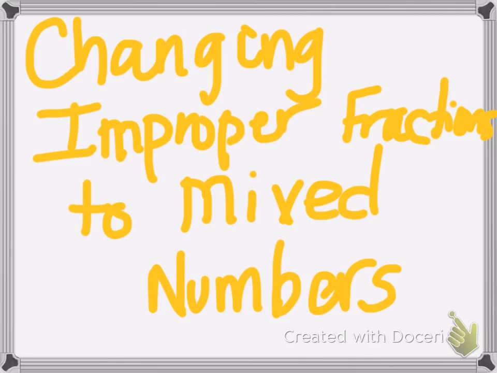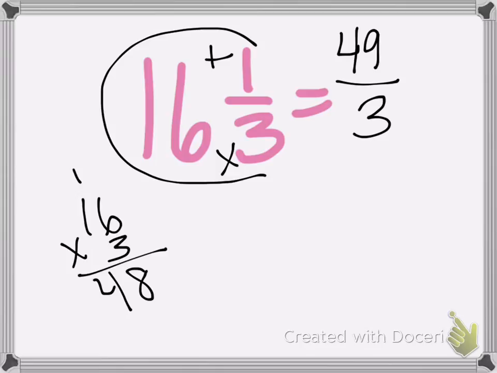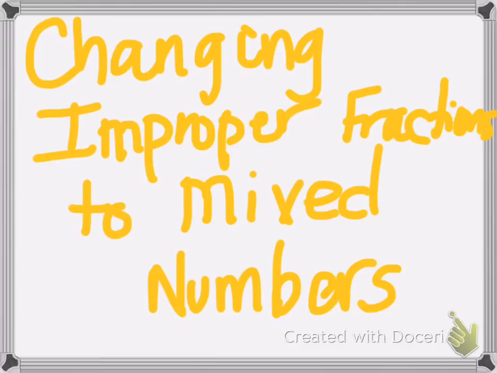Let's go back and look at the prior example. The 49 over 3. 49 is my numerator. Since the top number is bigger than my denominator, then that's called an improper fraction. A proper fraction is when your numerator is smaller than your denominator, because proper fractions are always less than 1. Improper fractions will be greater than 1. So just remember, improper fractions is where your numerator is greater than your denominator.